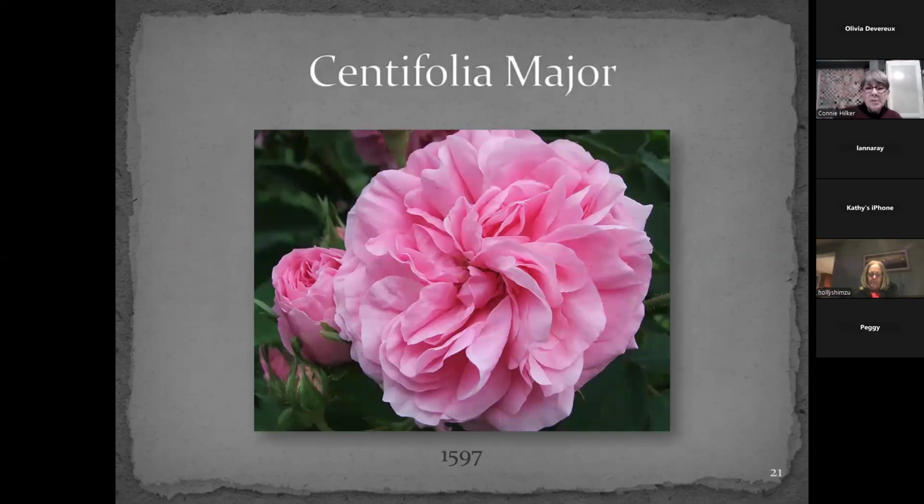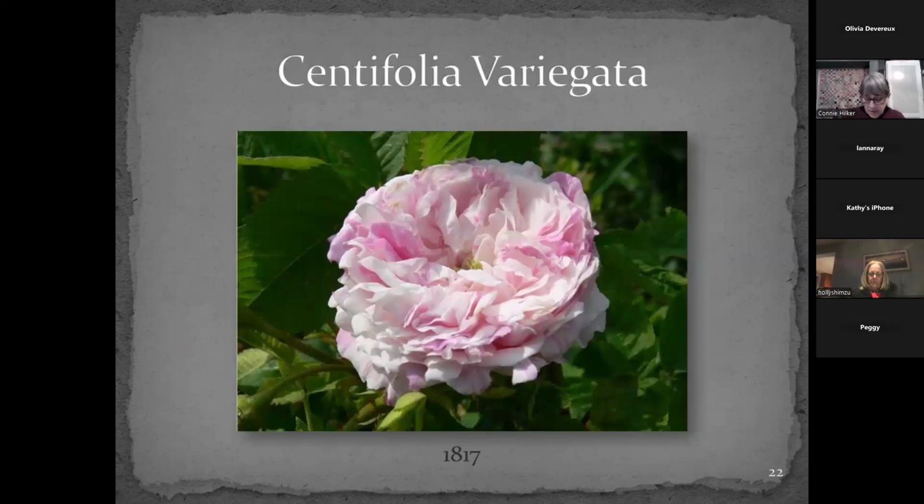Here we have Centifolia major. As its name suggests, the flowers are large, the plants are large. It is upright, very, very, very fragrant. Here we have Centifolia variegata. You'll also find it going by the name Village Maid or Cottage Maid or a whole host of unpronounceable French names. Whatever you call it, the flowers are striking and fragrant, and the plant itself sprawls, and it is a great candidate for pegging if you have the space.